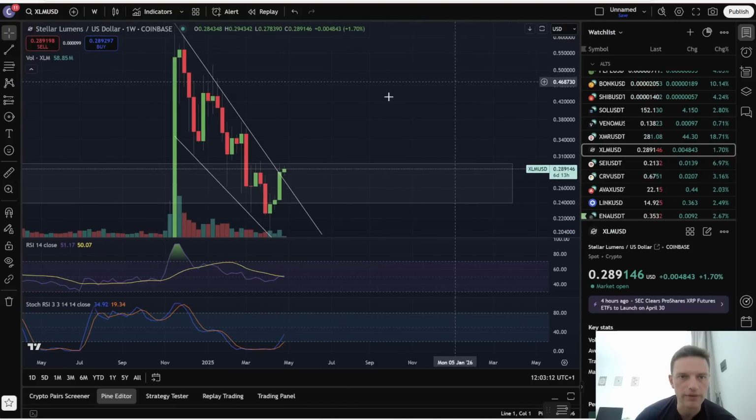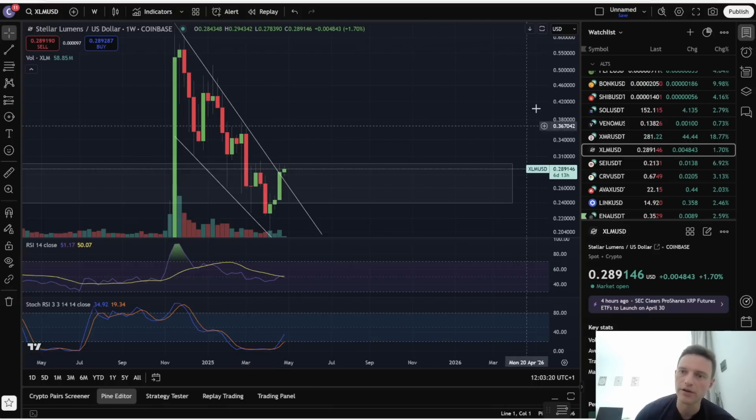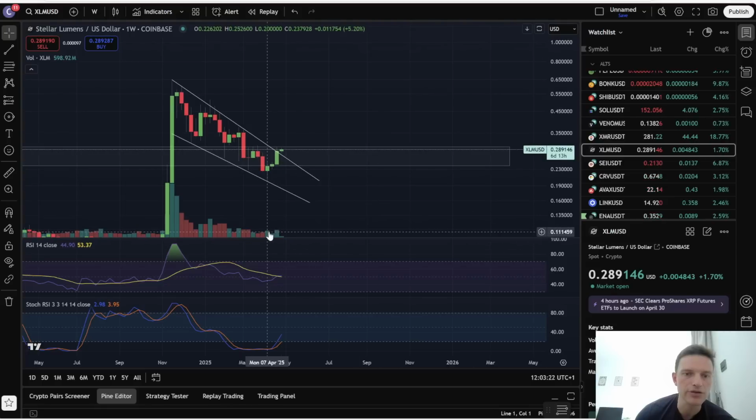You could argue that we did, but then you could draw the bull flag in through the wicks of the candles as well. So I'm not going to say yes or no whether we did get the break to the upside on the bull flag. We did get a little bit of volume, but I will be looking for more. So we're really watching what this week does for XLM to see.